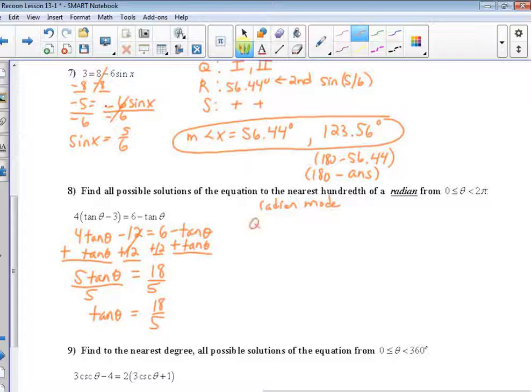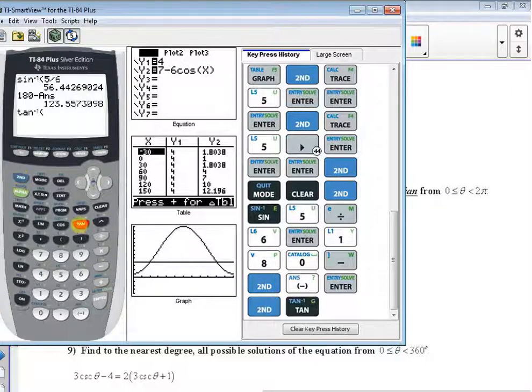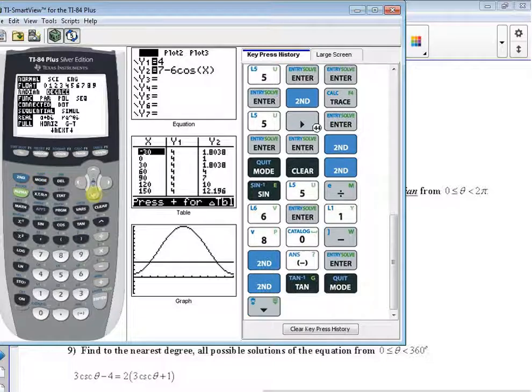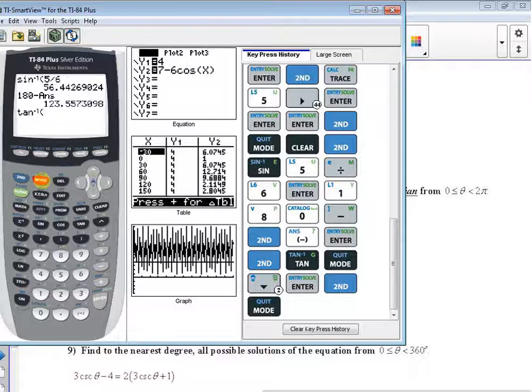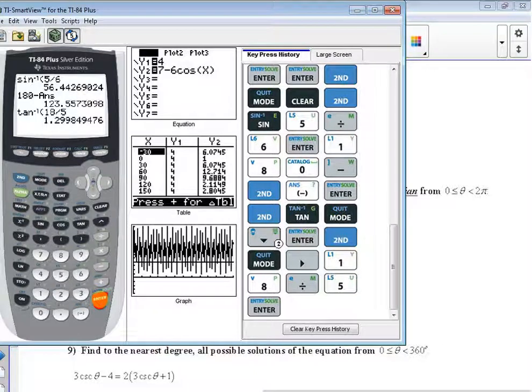So now I'm going to do QRS. So 18 over 5 is positive. Where is tan positive? Quadrants 1 and 3. To get that reference angle, I'm going to do second tan 18 divided by 5. Now, I have to check my mode. I'm not in radians, so I'm going to do that first. Then I'm going to do second tan 18 divided by 5. And I get a reference angle of 1.2. Now remember, 1 radian is about 57 degrees, so we're probably around 60-some degrees.